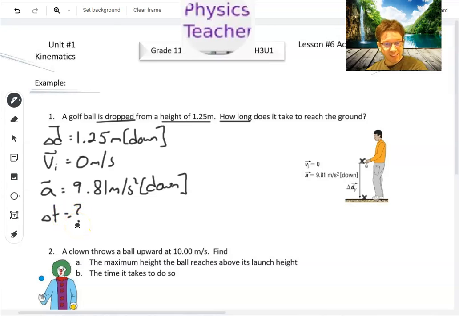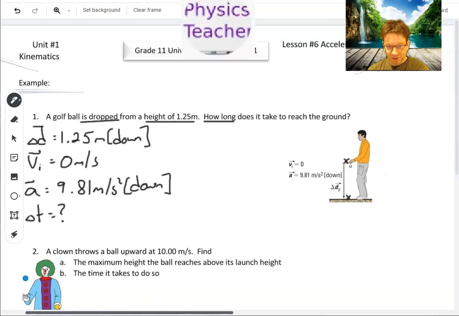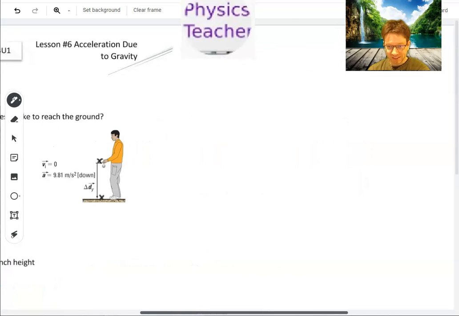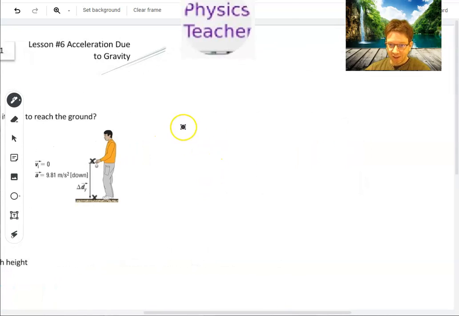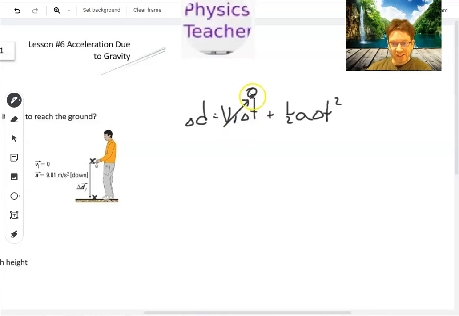So we need the equation that does not have the variable for final velocity. So I believe that was from our sheet, the third equation. So I'll just go over here and continue writing, which was displacement equals initial velocity times time plus a half acceleration times time squared. And in this case, initial velocity is 0, so that whole term is going to become 0.